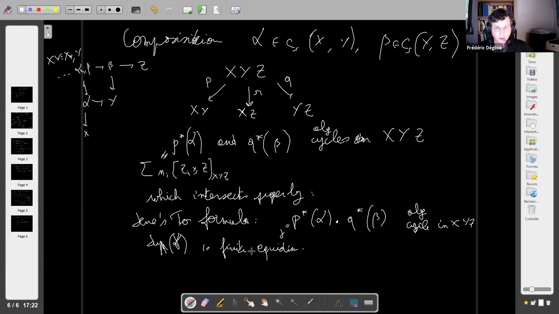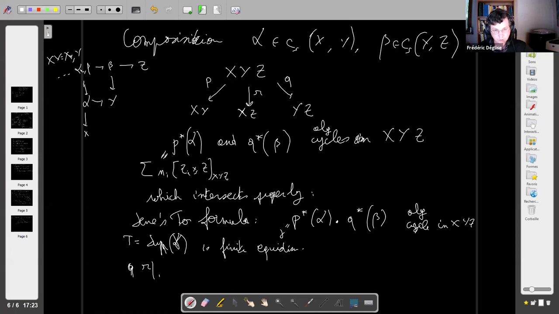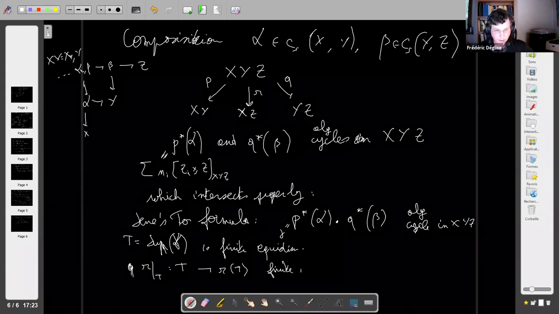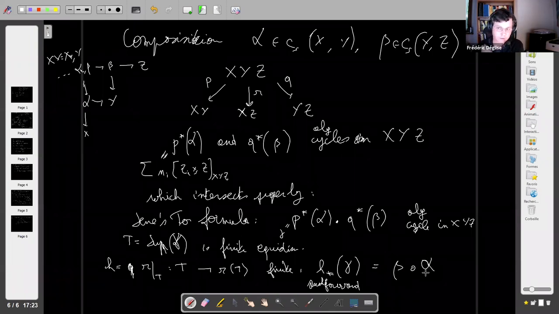Okay. And now, if you take this support equal to T, then the projection R restricted to T induces a map from T to R of T, which is well defined and which is finite. Let's call this H. And then you can define the push forward of cycle, H star gamma, which is well defined. Okay, and now this is what we call beta composed with alpha.